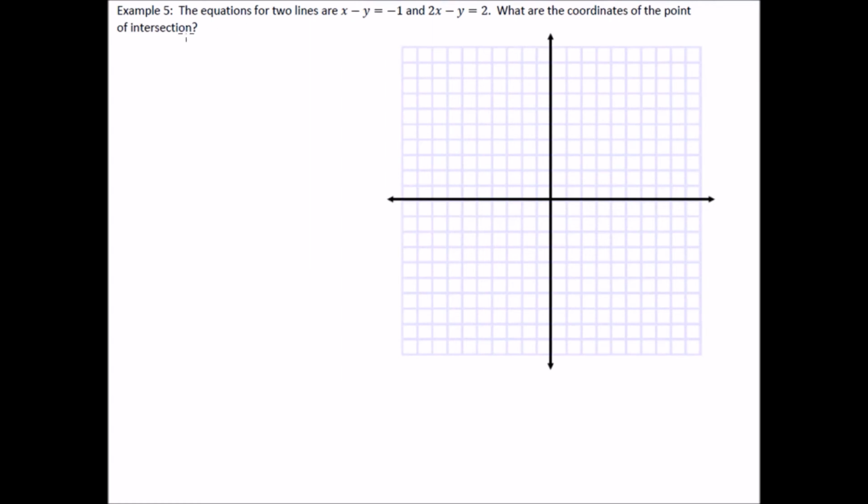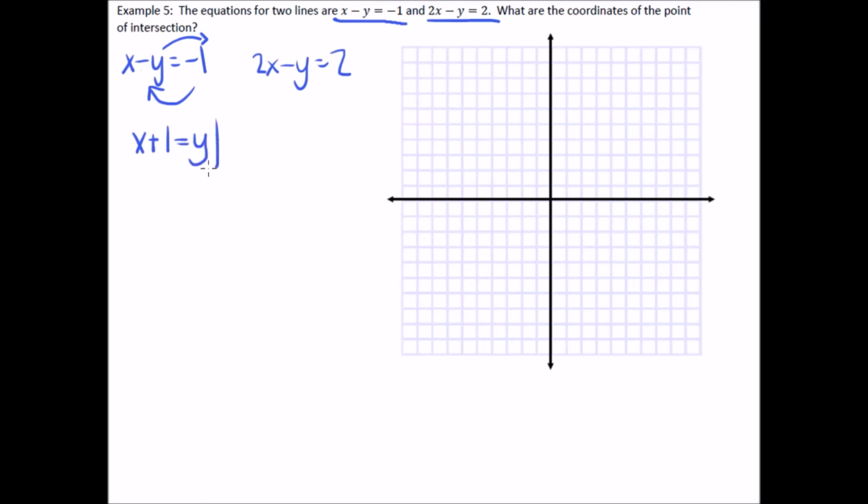Example 5, here's kind of an easier one because this example gives us 2 equations. The equations of 2 lines are this and this. What are the coordinates for the points of intersection? We're unable to graph the lines like this. So we're going to put both of these equations into y equals mx plus b form. Because this y has a negative in front of it, I'm going to bring it over to the right-hand side. And this negative 1, I'm going to bring over to the left. So x plus 1 equals y. That's what that turns into. You can rearrange it if you're not comfortable with that. You can put y equals x plus 1. This is the same thing.